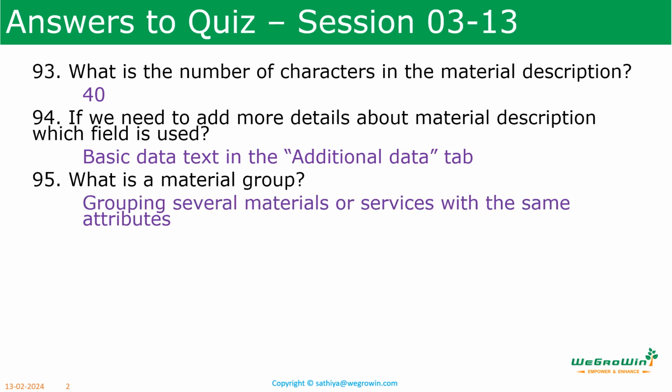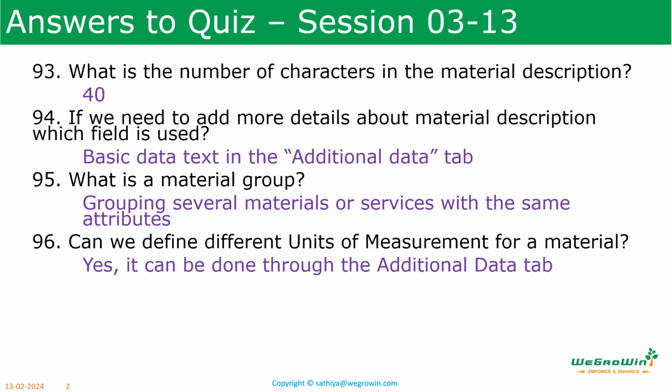What is material group? Material group is grouping of several materials or services with the same attributes. You can define the group name and we can update this in the material master. This is used as one of the selection parameters in various reports to restrict the report results to the specific group.